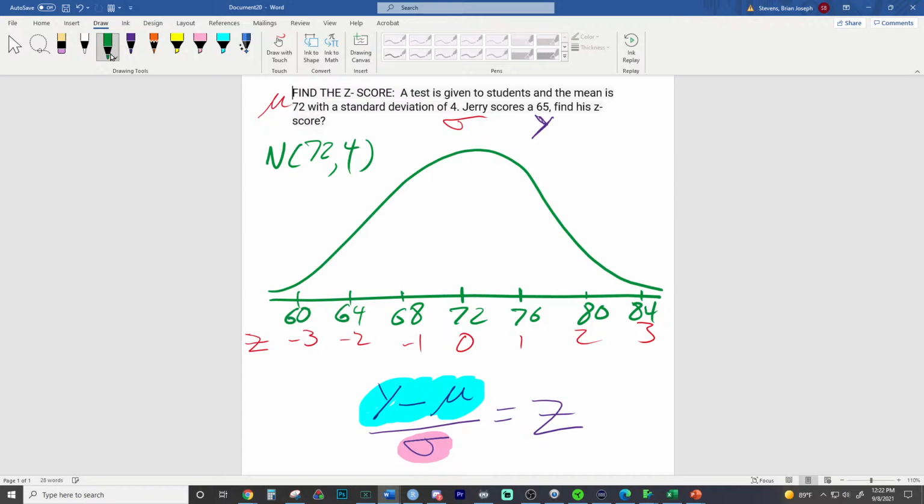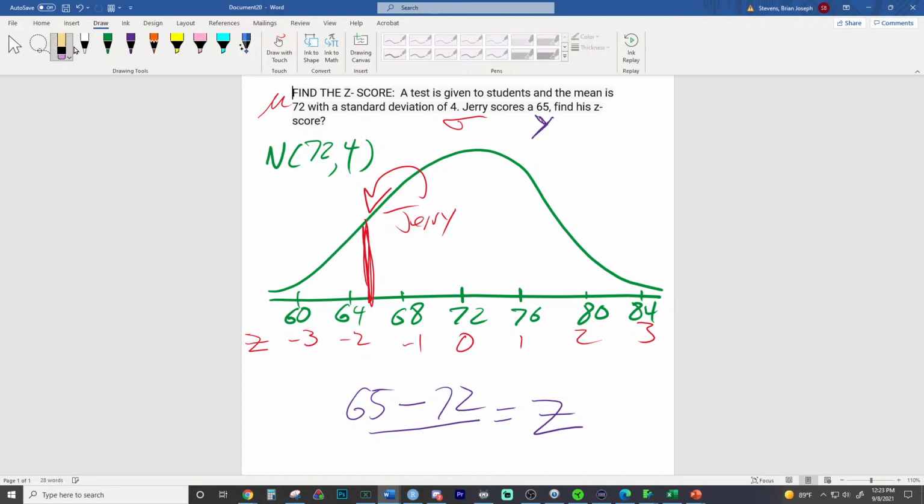Can you tell me what Jerry's z-score is? So you want to take the observation. I'll keep writing it through here. You want to take his observation. You got a 65. You want to subtract the mean. So how far is he away from the mean? He's 7 below the mean. And then you want to divide by the standard deviation. And then that is a z-score of what? What is the z-score?